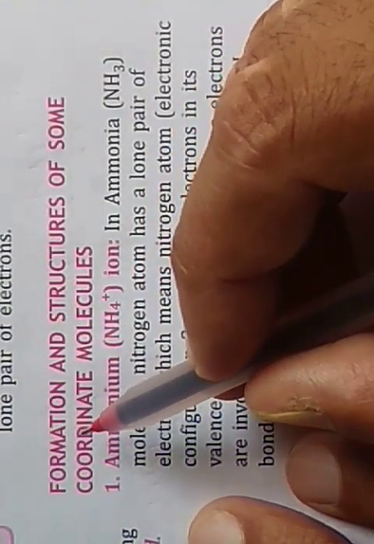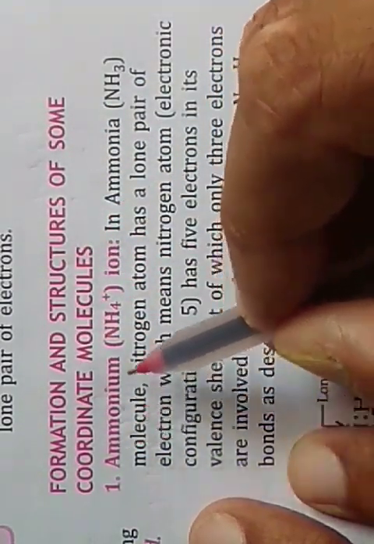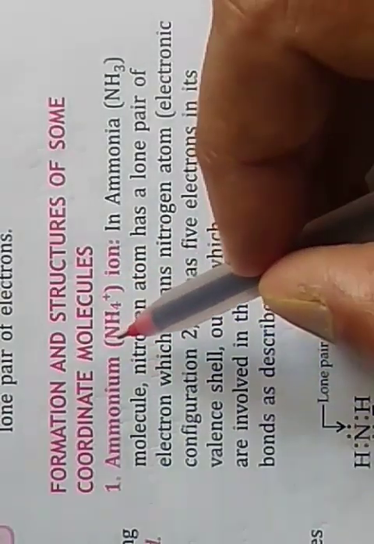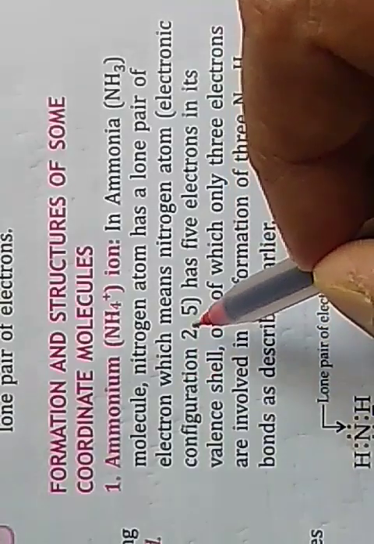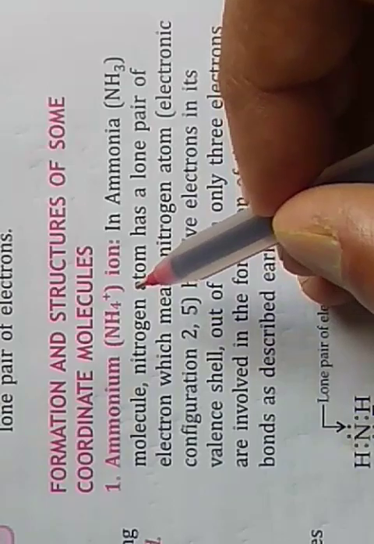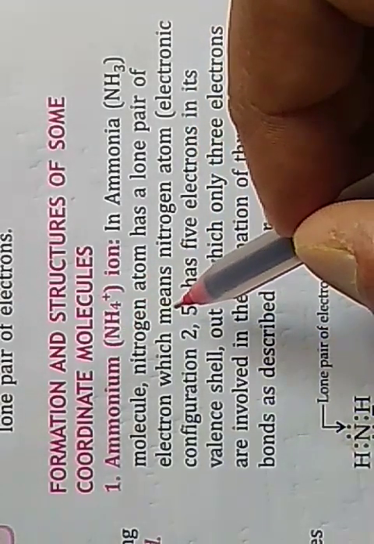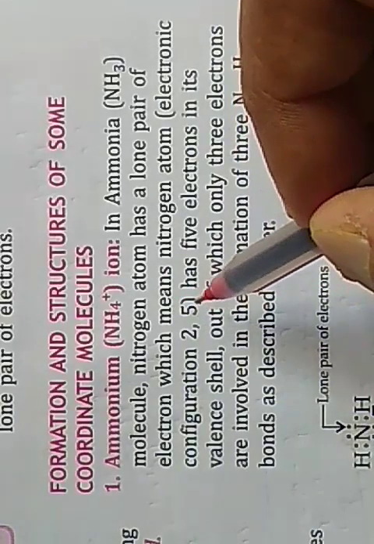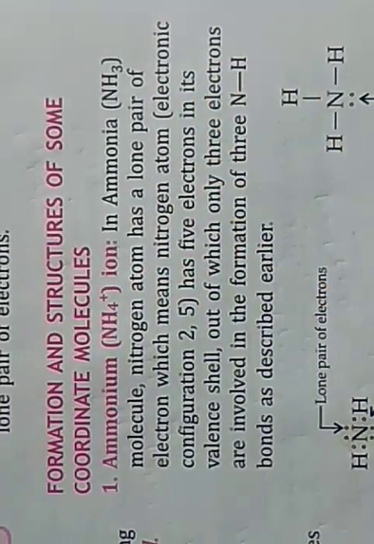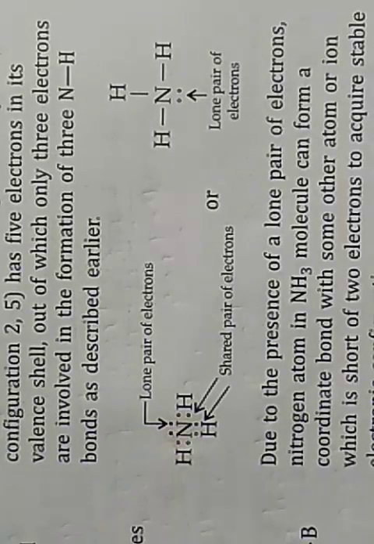Now, formation and structure of some coordinate molecules. For example, ammonium ion, NH4 plus. You know that nitrogen has the electronic configuration 2, 5. Hydrogen has only 1 electron. So nitrogen requires 3 electrons to complete its octet, and hydrogen requires 1 more electron to complete its duet. That condition is how the bond is formed.